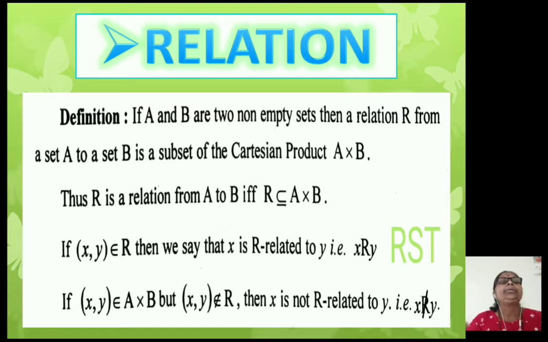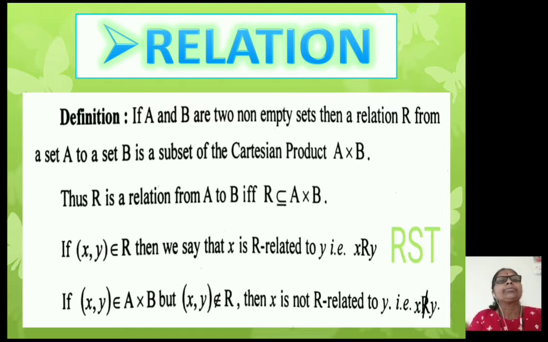Now consider the definition of relation. If A and B are two non-empty sets, then a relation R from a set A to a set B is a subset of the Cartesian product A cross B. Thus, R is a relation from A to B if and only if R is a subset of A cross B.